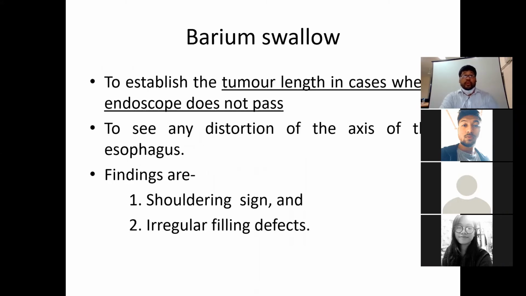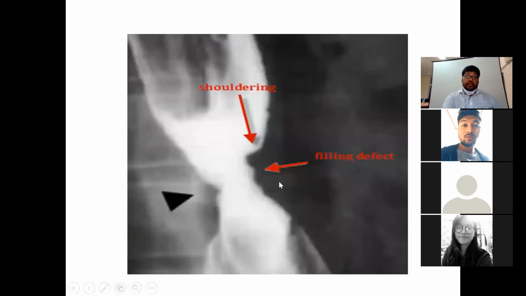So barium swallow, as we all know, helps in establishing the length of the tumor in cases when the endoscope cannot be negotiated. And it is helpful to see any distortion of the axis of the esophagus. So here we find two signs. Number one is the irregular filling defect and the shouldering sign. So here we can say these are the irregular filling defects. This is the shouldering sign. So this is the sign which we are going to get in barium X-ray.